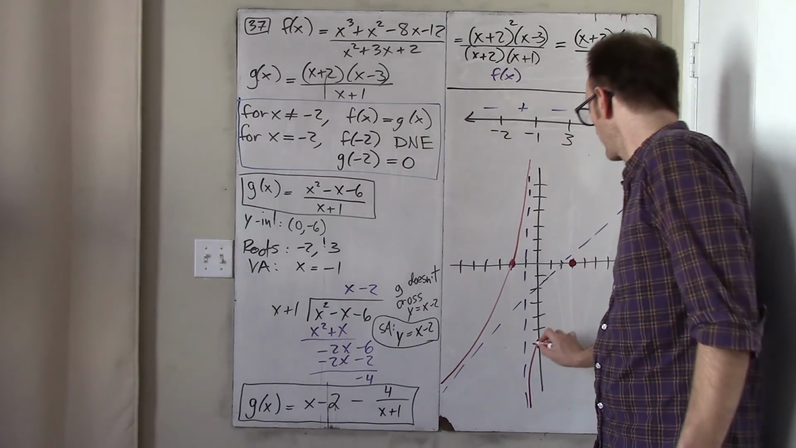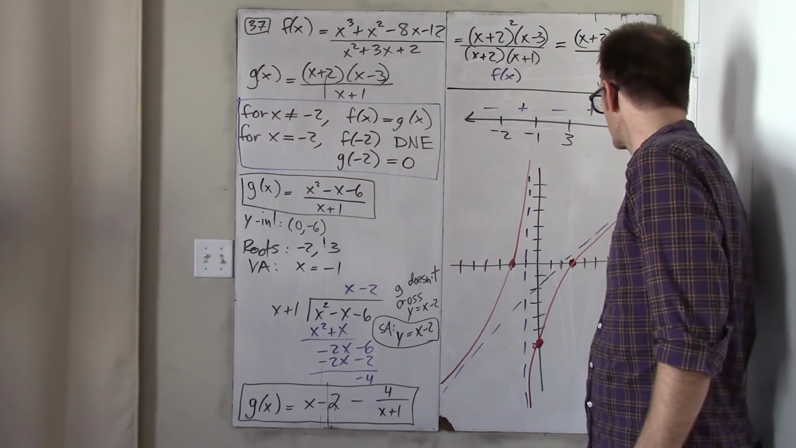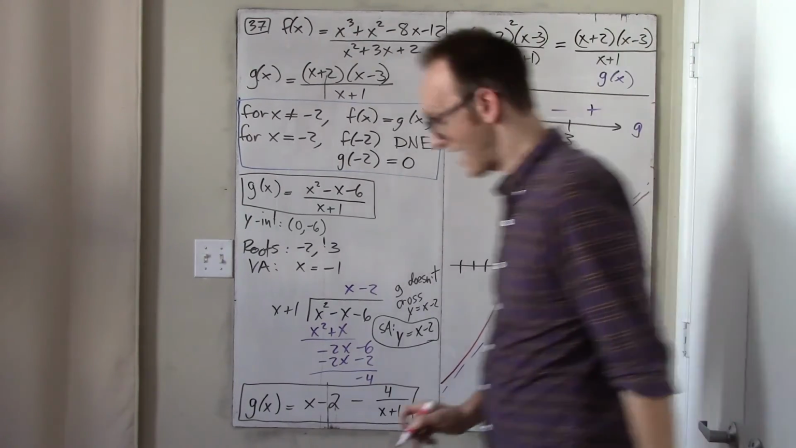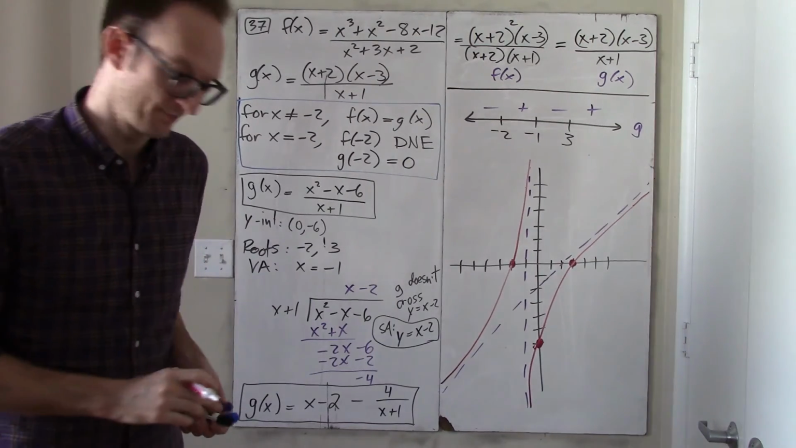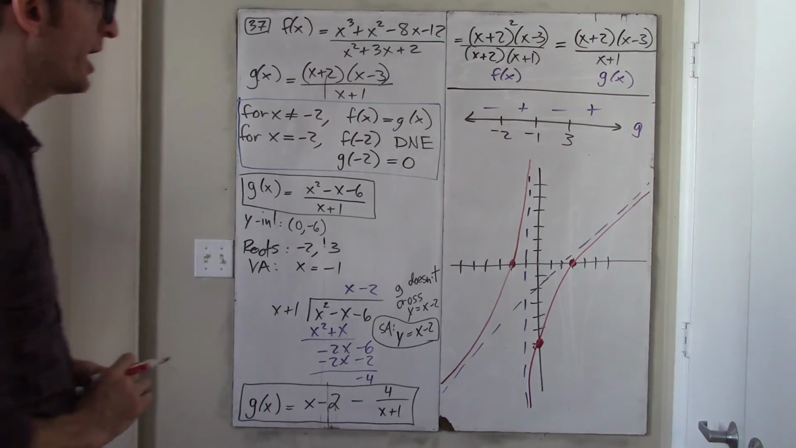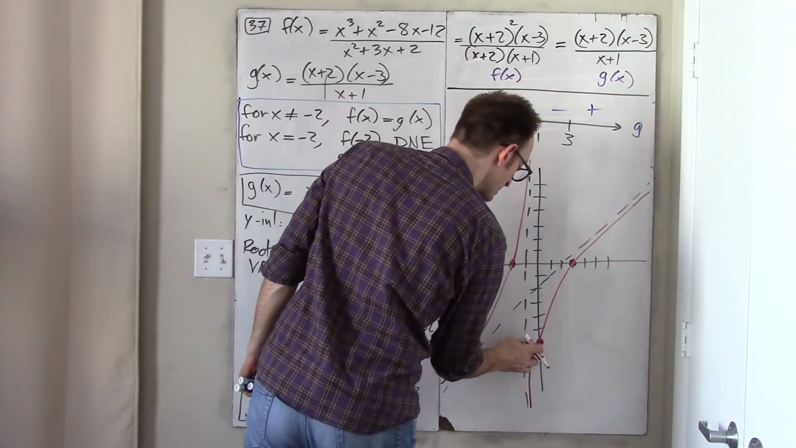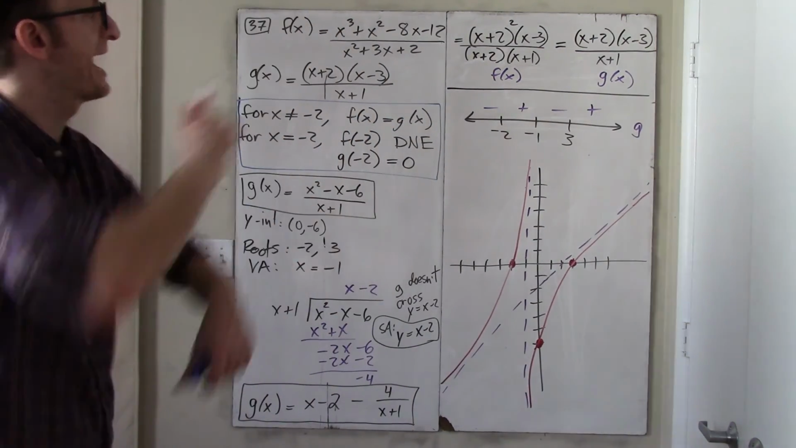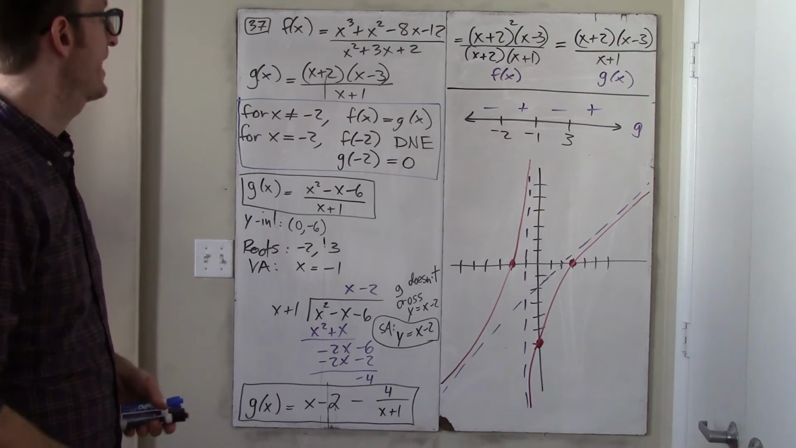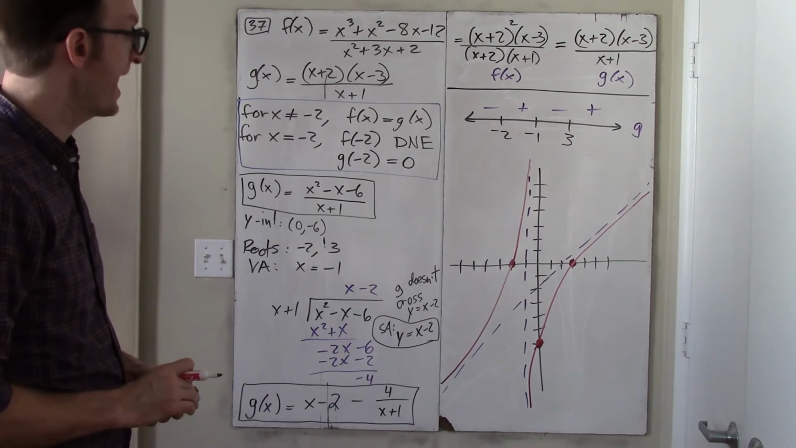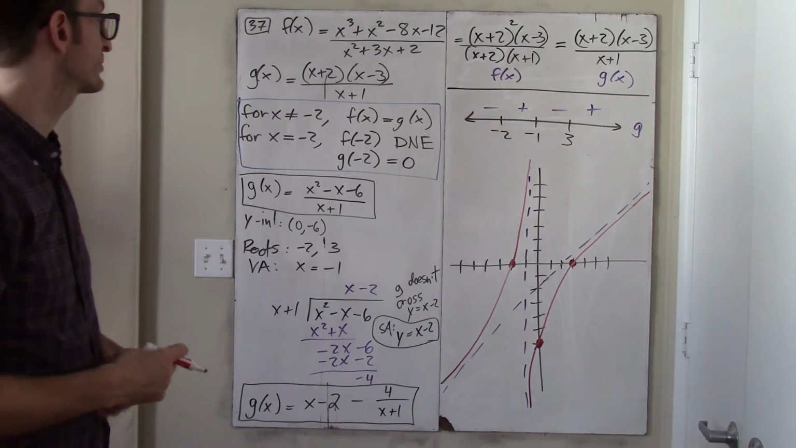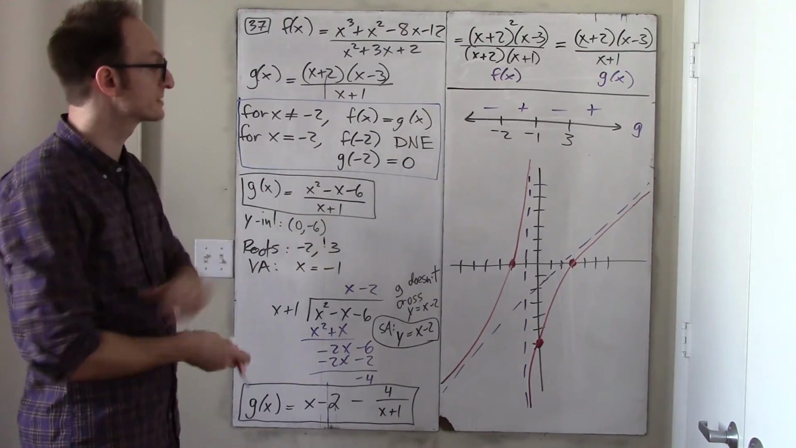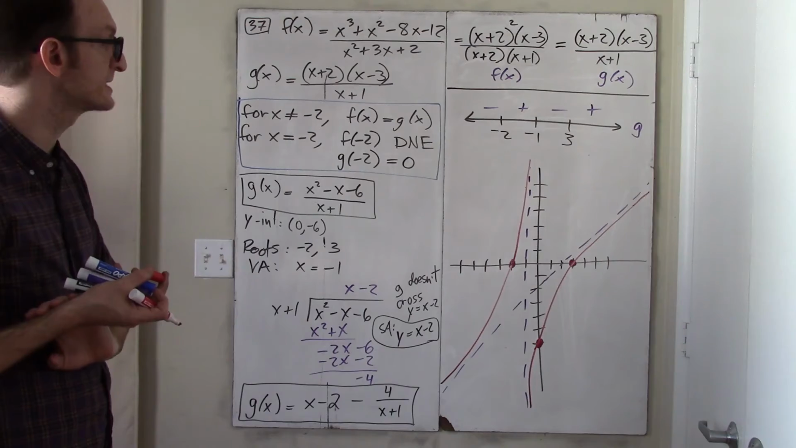Negative until I get to my root at 3, and positive thereafter. So, that is it. That is the graph of g. Done. But now that we're all done graphing g, we should return to the fact that we are actually graphing f. And if we're actually graphing f, then we have to respect the fact that f has this one difference, this one fact about it that g doesn't have.